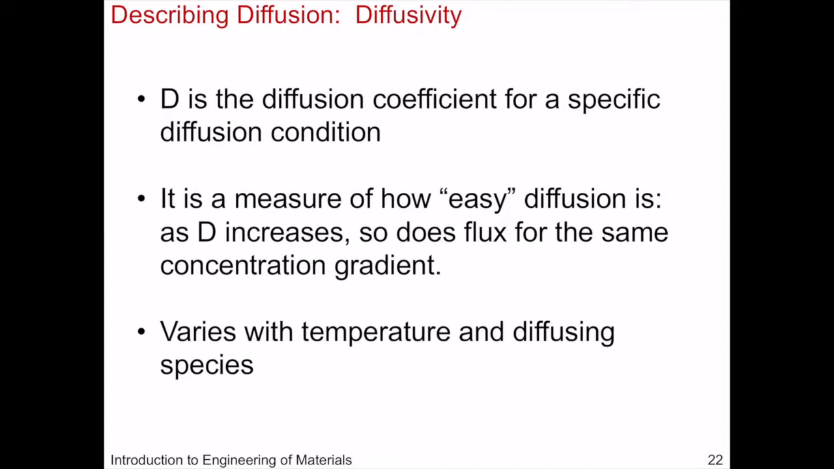The way one can think about the diffusion coefficient or diffusivity is that it's a measure of how easy diffusion is. So as D increases, so does the flux. Because as D increases, J increases for the same concentration gradient, or dC/dx.